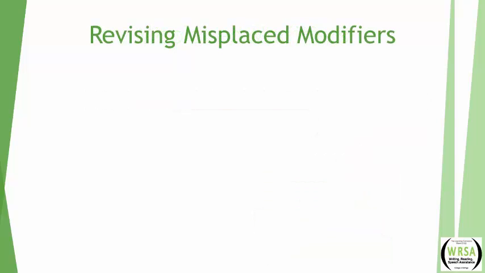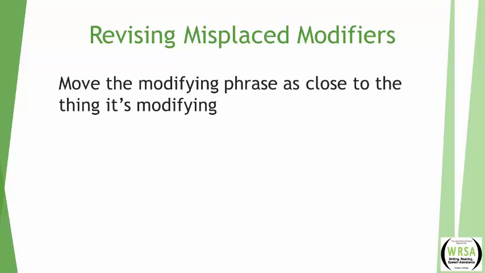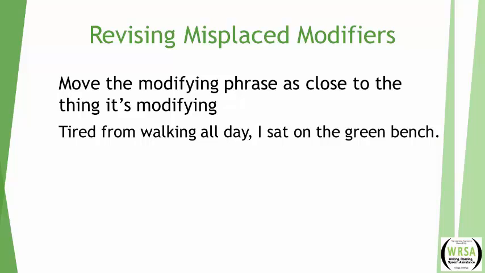So how can we fix these modifier issues? Well, as I had mentioned, you want to move the modifying phrase as close to the thing it's modifying. Ask yourself, who is tired from walking all day? Is it the bench? No, it's me. So tired from walking all day, I sat on the green bench. Notice the comma I used to separate the 2 thoughts.